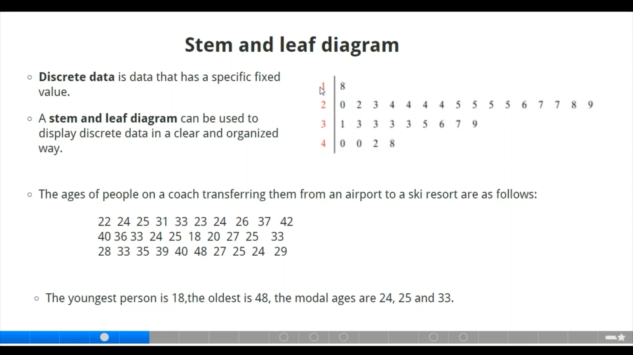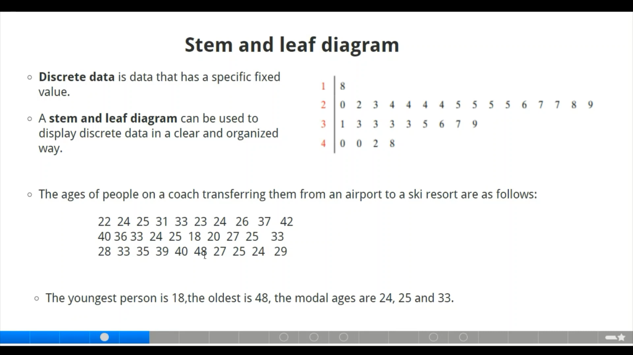Okay, so the first one is 18, so it's split. That means we are reading 18. The next ones are 20, 22, 23, 24, 24, 24, 24, 25, and 29, from this data set. Next we have 31, 33, 33, 33, 33, 35, 36, 37, 39, and then 40. I think we should have another 40, 40 again. We have 42, and we have 48. That makes the arrangement of the stem and leaf diagram. It splits our values into two and gives us easy identification of our discrete data.